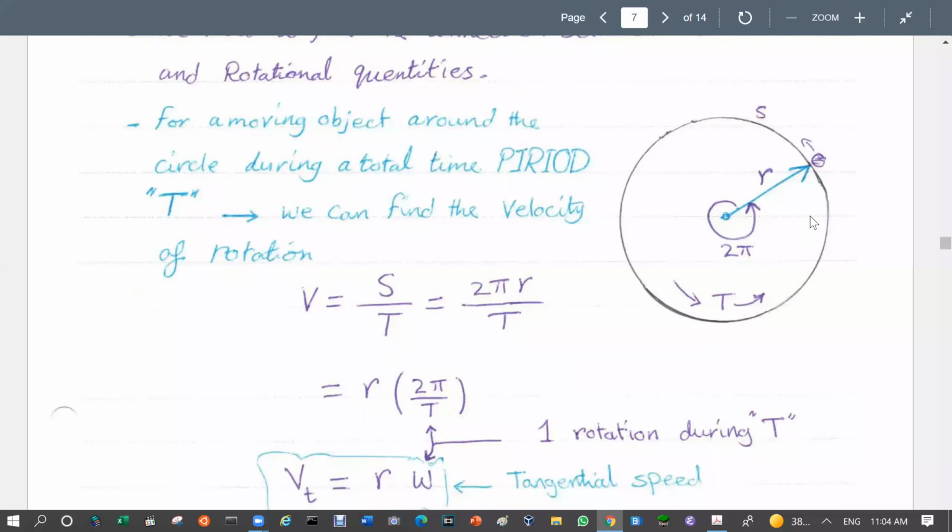Now we have a speed about this circumference. This circumference length is S. If we need to find the speed for this distance, it is the length divided by the time. The length is S, the time is T. This is the speed. If we need to find its direction at a point, it is tangential to that point.